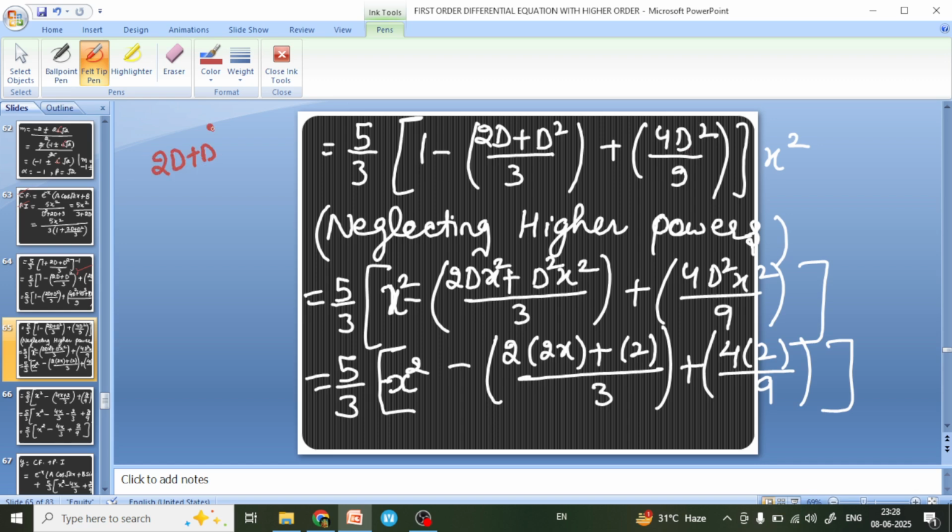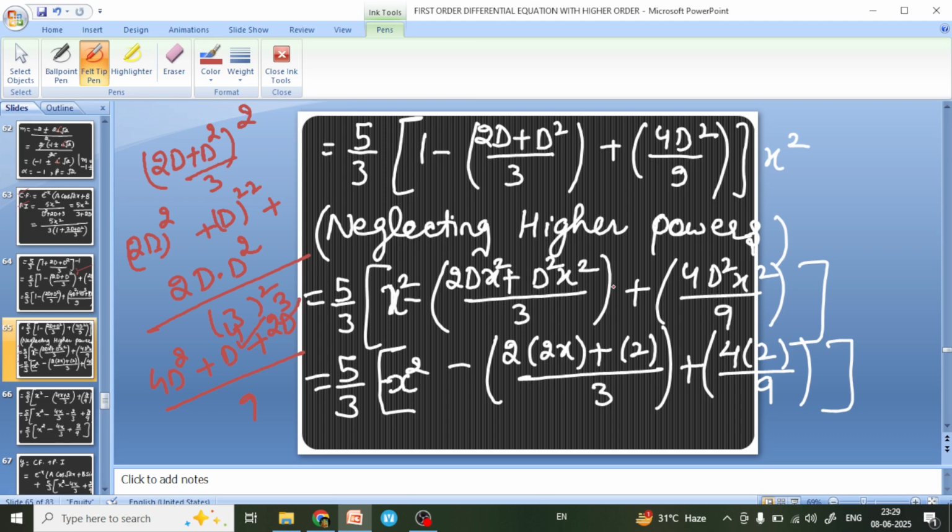it will be solved like this, plus D squared of square plus 2D into D squared, 4D squared plus D to the power 4 plus 2D cubed over 3 squared, means 9, like this, and here D to the power 4 plus 2D raised to power 3, and D raised to power 4 is neglected as it is a higher power.